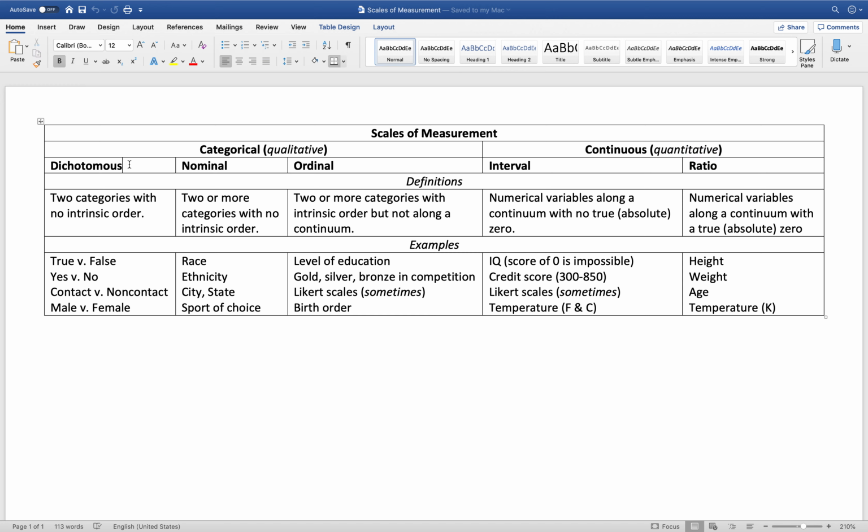Dichotomous, nominal, ordinal, interval, and ratio are all levels of measurement, scales of measurement, I should say. And they do differ from one another, but the differences between them, especially when we're talking about ones that are right next to one another, can be very, very small, very minute. So you're going to have to pay close attention as to what these differences are, so that you're able to designate that this is indeed an interval measure versus a ratio measure, so on and so forth.